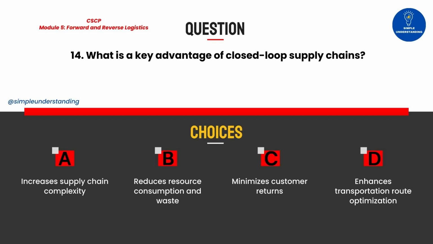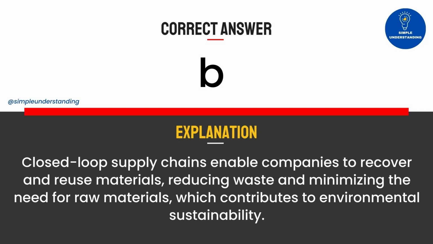14. What is a key advantage of closed-loop supply chains? A. Increases supply chain complexity. B. Reduces resource consumption and waste. C. Minimizes customer returns. D. Enhances transportation route optimization. Correct answer: B. Explanation: Closed-loop supply chains enable companies to recover and reuse materials, reducing waste and minimizing the need for raw materials, which contributes to environmental sustainability.